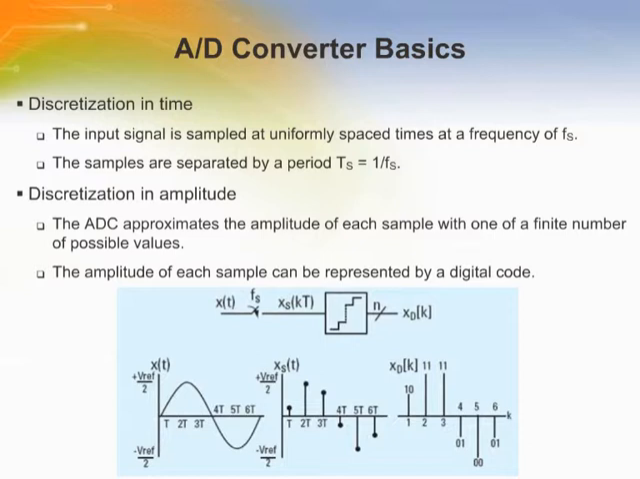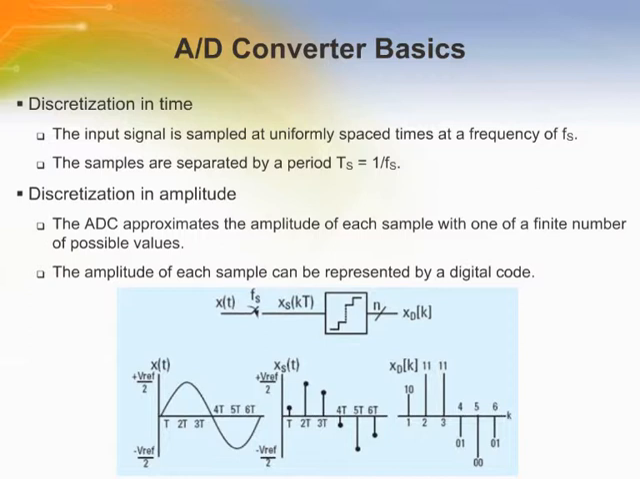Analog to digital converters perform two basic fundamental operations: discretization in time and discretization in amplitude. The two functions are shown conceptually in the figure, though the actual ADC may not be structured as such. The first operation of the ADC is to discretize in time, or sample, the continually time-varying input analog signal. The input signal is typically sampled at uniformly spaced times at a frequency of fs, and the samples are thus separated by a period of ts. Once the input signal is sampled, the resultant signal exists only as impulses at the sampling interval.